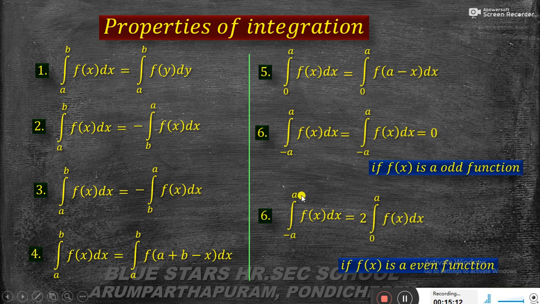Suppose integral minus a to plus a f of x dx equals 2 times integral 0 to a f of x dx, because f of x is an even function. If f of x is an even function, we write it as 2 into integral 0 to a f of x dx. This is the answer when f of x is an even function.